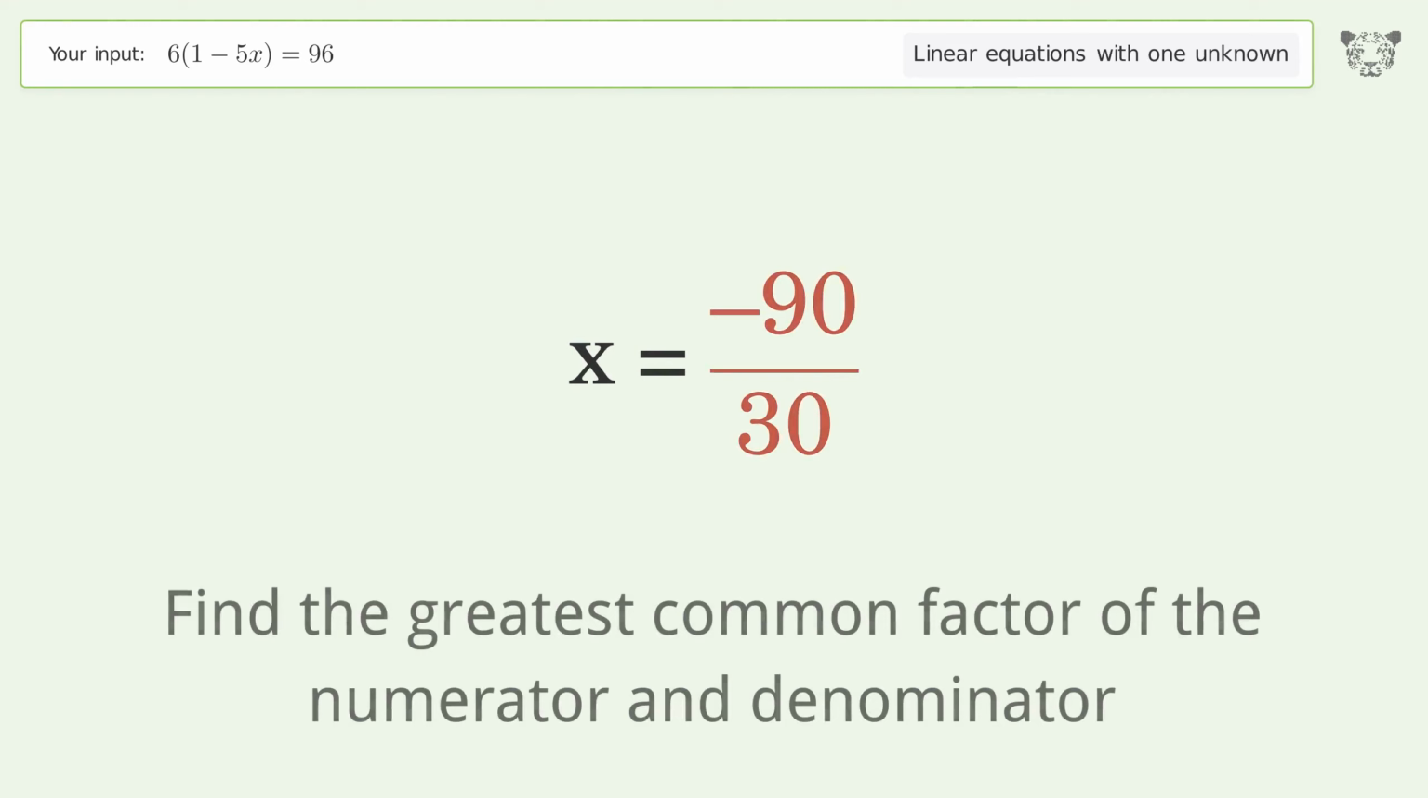Isolate the x. Divide both sides by -30. Cancel out the negatives. Simplify the fraction.